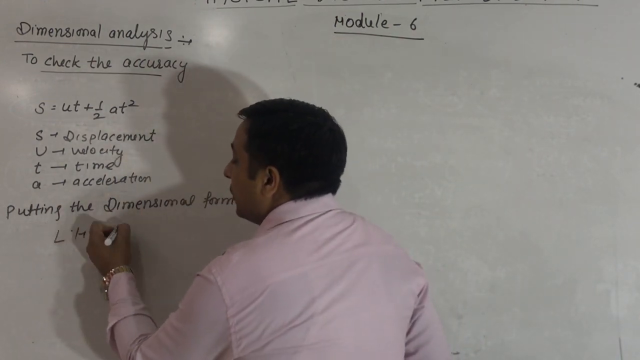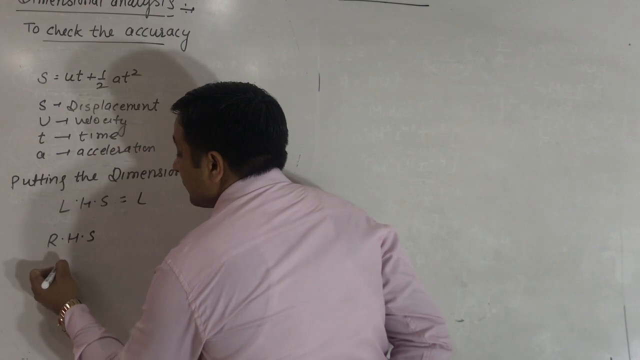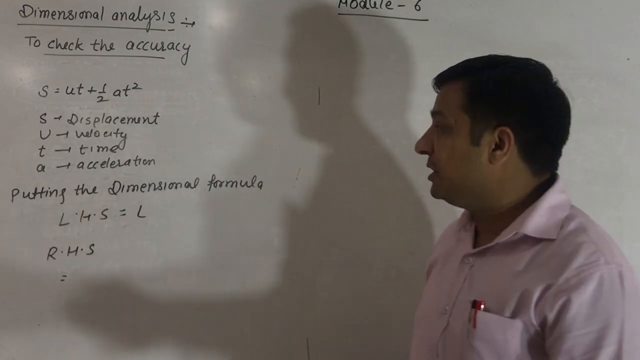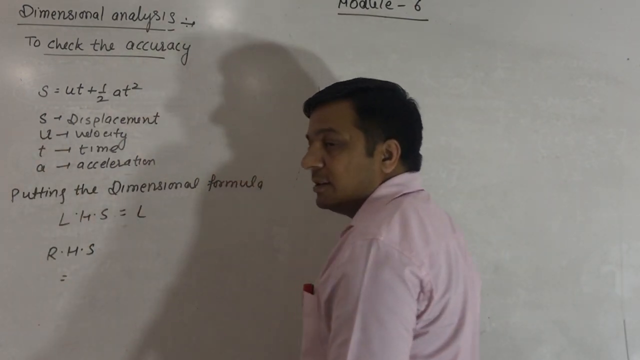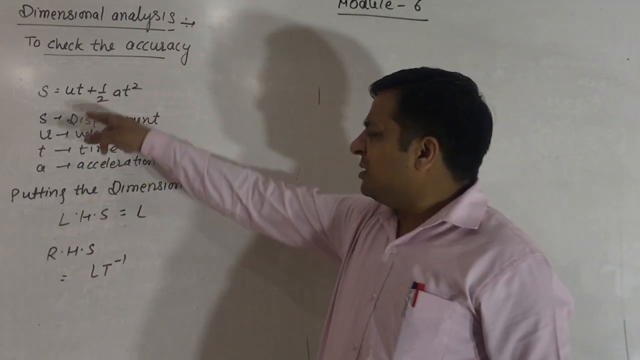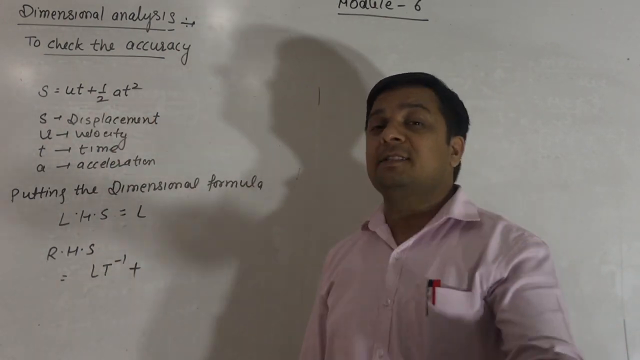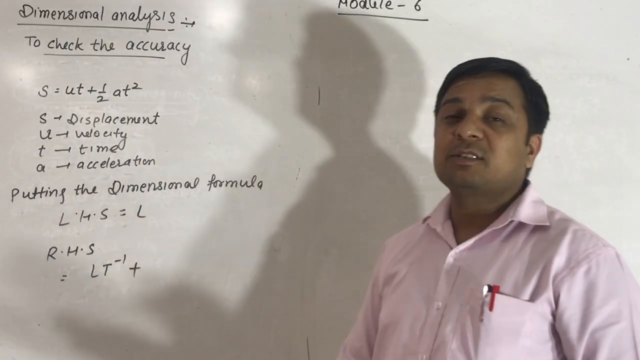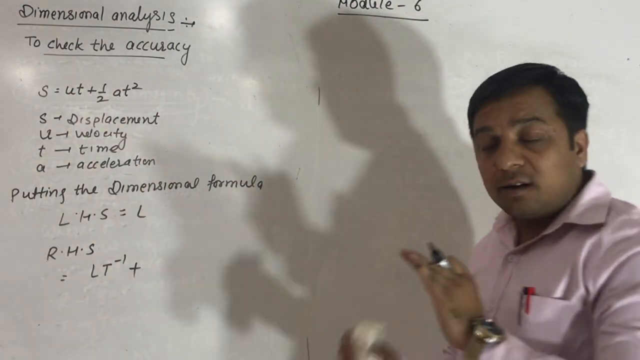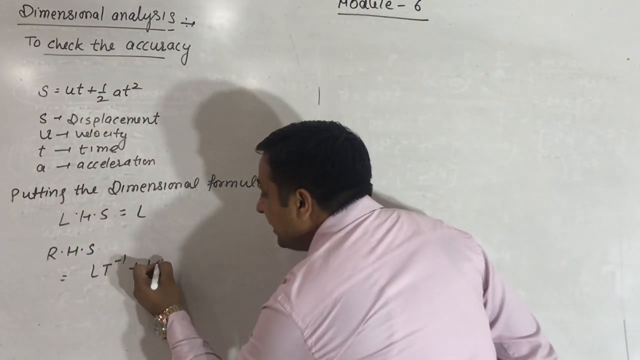Left hand side will be L. Now we will check the right hand side. u. What is u? Velocity. And the dimension formula of velocity is what? Displacement upon time. That is L T minus 1. And here there is the sign of plus, and 1 by 2 is a constant. The constant, trigonometric function, angle and strain are dimensionless quantities. They don't have any type of dimensions. So for 1 by 2, you can't write anything. Then acceleration, velocity upon time, that is L T minus 2.